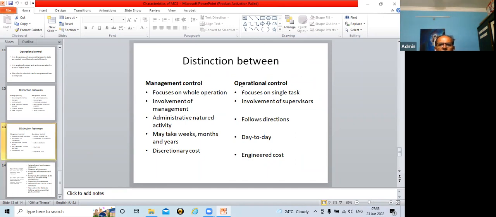Difference between management control and operation control. Just have a look. Just read one by one. It will take hardly a minute, not even a minute. 30 to 40 seconds are enough. Done.